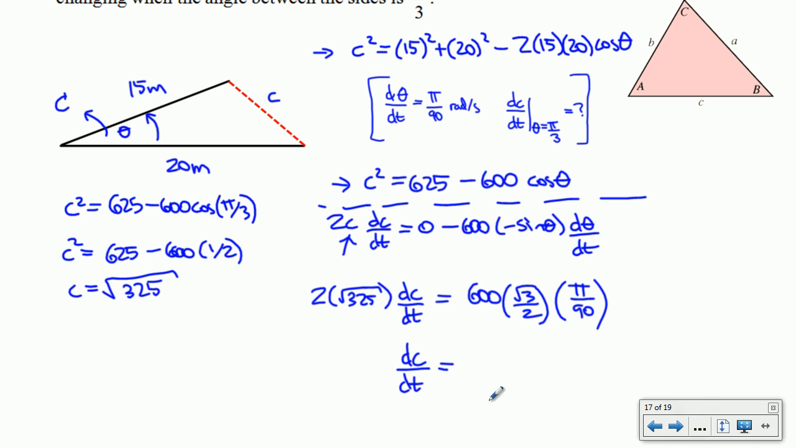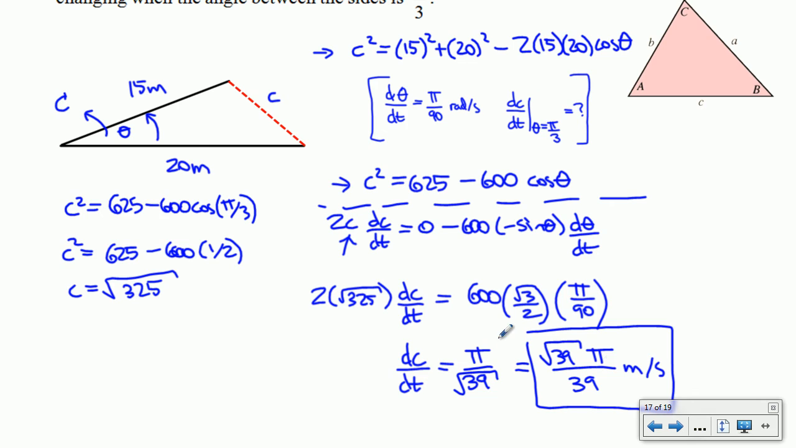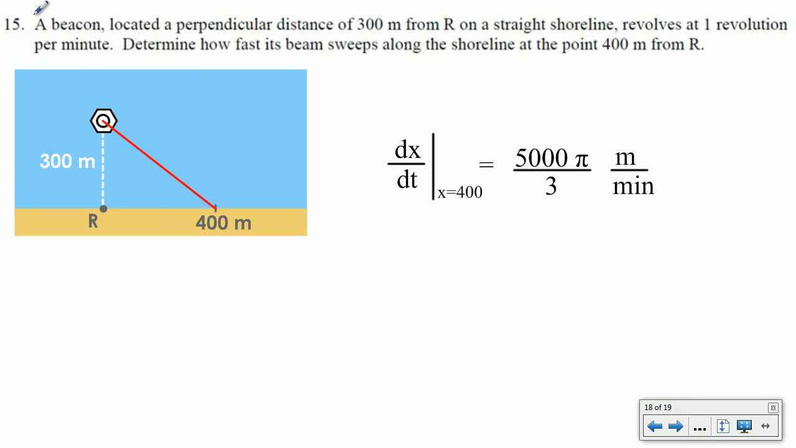So I'll leave it up to you to show that we eventually get to pi over 39 rooted, and we can rewrite that as root 39 pi over 39 meters per second. And that's the final answer. So on to the last question.